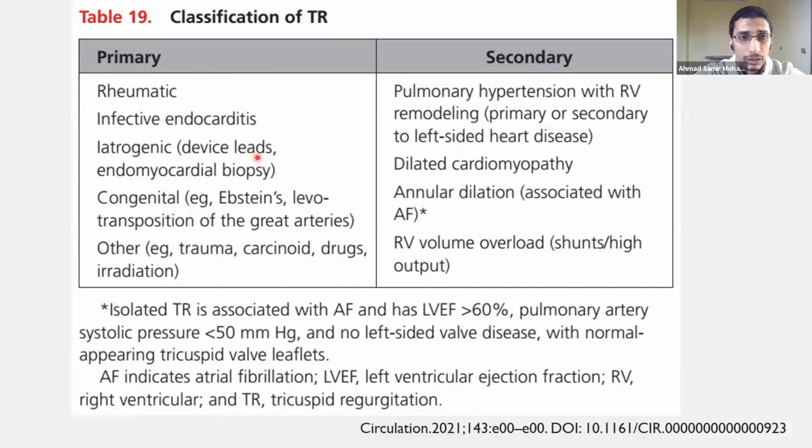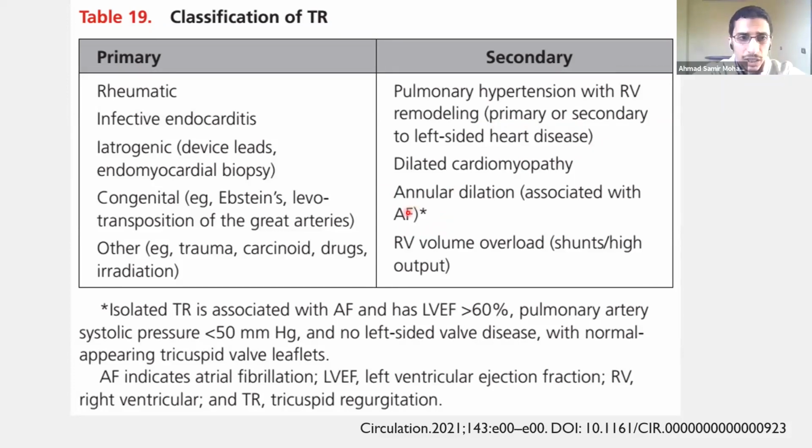And this is commonly seen with the high prevalence of implanting cardiac devices nowadays and the endocardial biopsies, particularly for the expanding cardiac transplantation workup. And the congenital like Ebstein, Levo, or the LTGA and others. The secondaries are essentially pulmonary hypertension with RV remodeling, that can be primary or secondary to left-sided valve disease, and dilated cardiomyopathy.